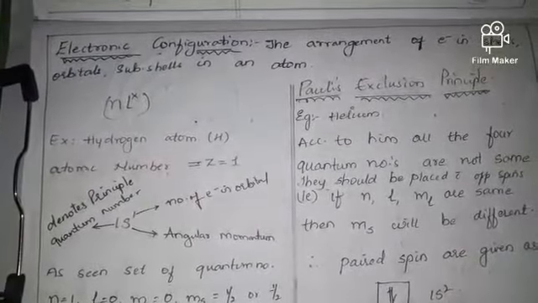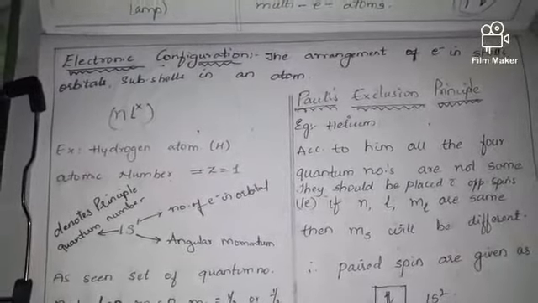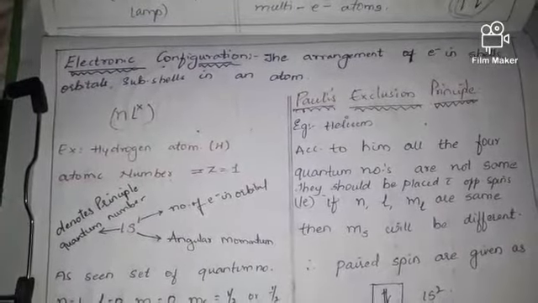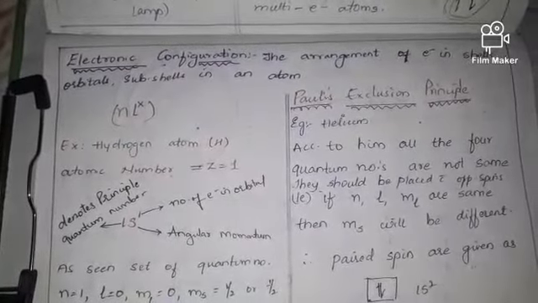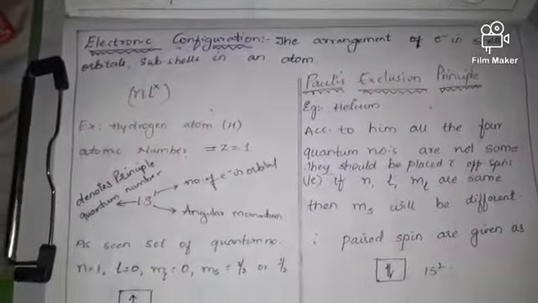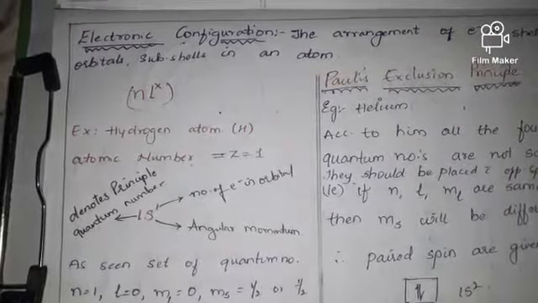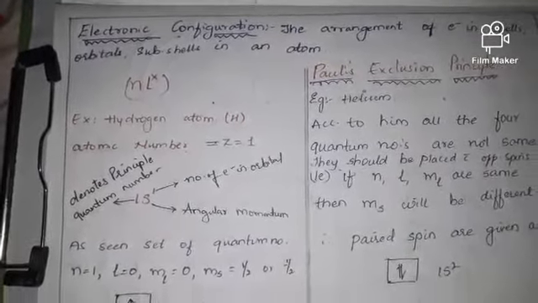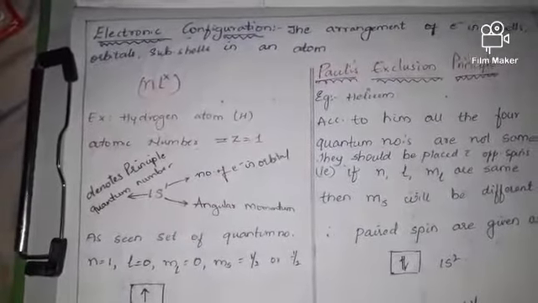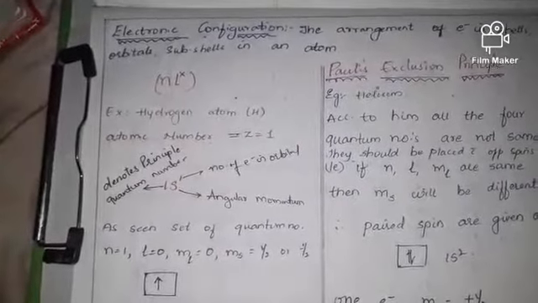So let us start with the topic, electronic configuration. The arrangement of electrons in the shells, subshells, and orbitals of an atom is called the electron configuration. It is given by the formula nlx, where n is your principal quantum number, l is your angular momentum number, and x is the number of electrons present in the atom.